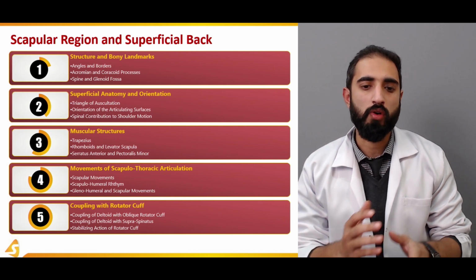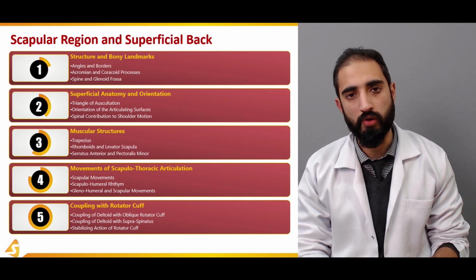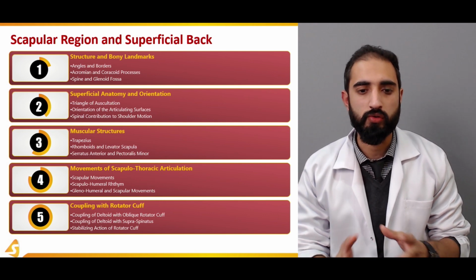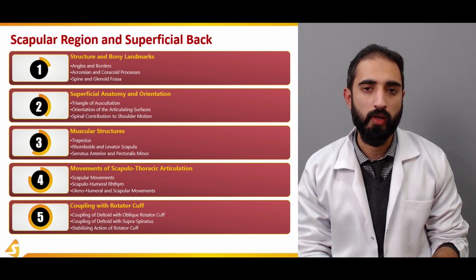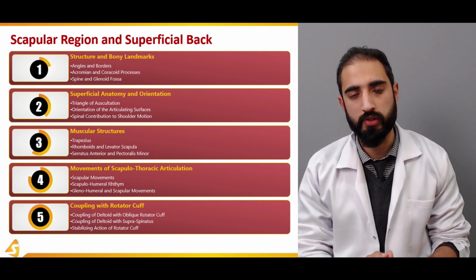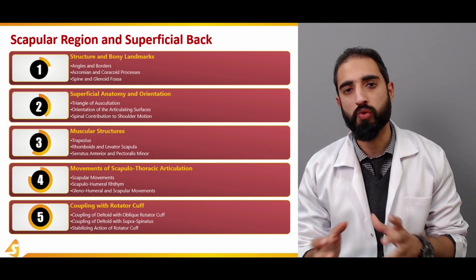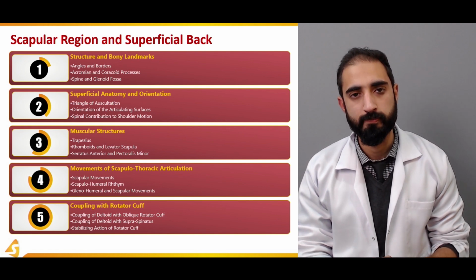So first of all, when talking about the structure and bony landmarks, we're going to talk about the angles and the borders of the scapula. We're also going to talk about the acromion process and the coracoid process of the scapula. And also the spine of the scapula and the glenoid fossa, which makes the shoulder or the glenohumeral joint with the humeral head.